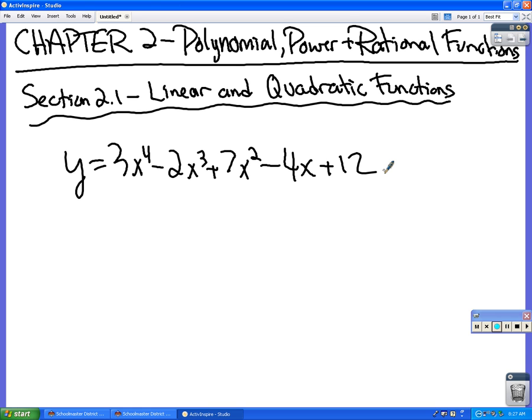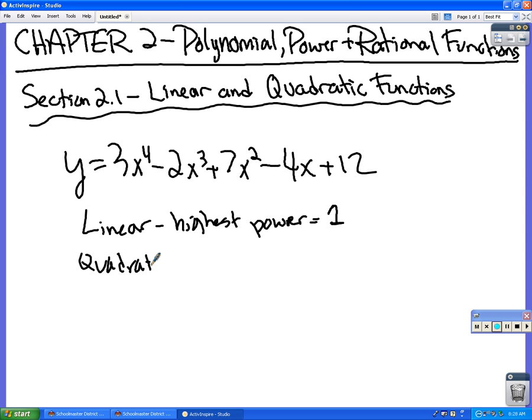And we're going to start by talking about the two simplest kinds of polynomials, linear and quadratic. What's the exponent in a linear function? It's 1. It's not 0, it's 1. So a linear function has the highest power equals 1. And what is a quadratic function? Yeah, highest power equals 2.